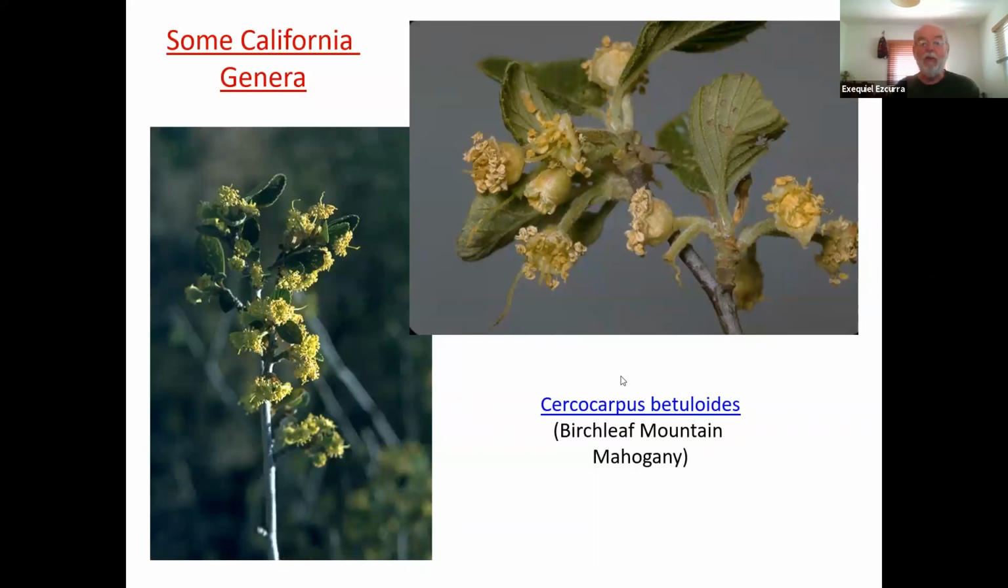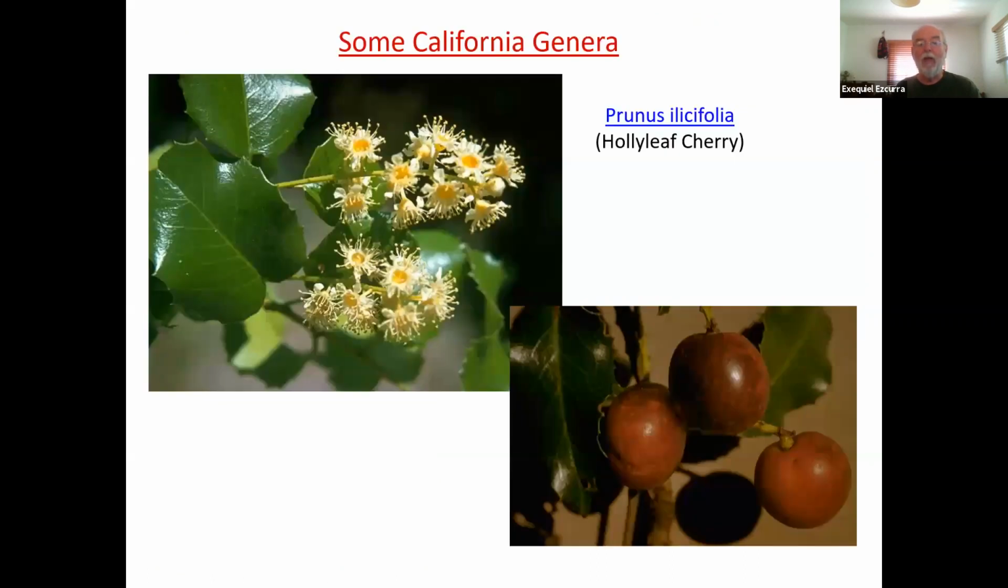A very important tree, Cercocarpus betuloides, the birch leaf or mountain mahogany. It's all over Southern California. It's not a hugely large tree, but it can reach up to 5 meters high, and the wood is hard and very nice. It's wind dispersed. It will produce a fruit that has a long plumose style that becomes a dispersal structure of the fruit.